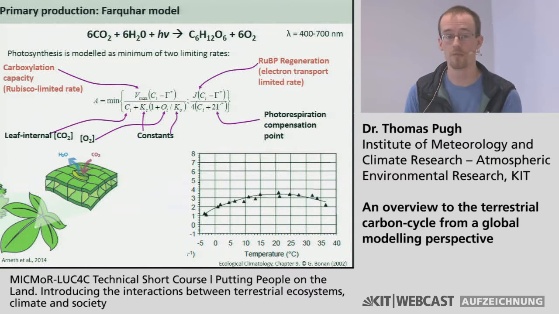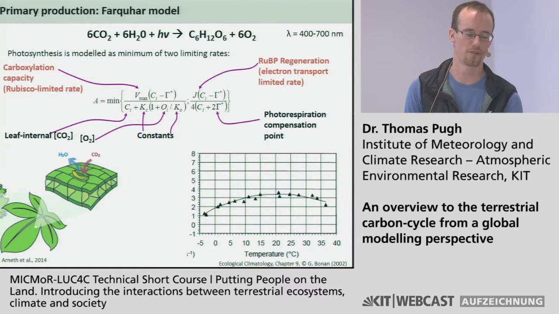As well as the light level, temperature is also important. So this particular curve is for one species, so don't take too much note of where the temperature maximum is, but we have an increase of the assimilation rate at low temperatures, reaching some maximum, which is species and environment dependent, and then a tailing off due to mainly the activity of the enzymes involved.